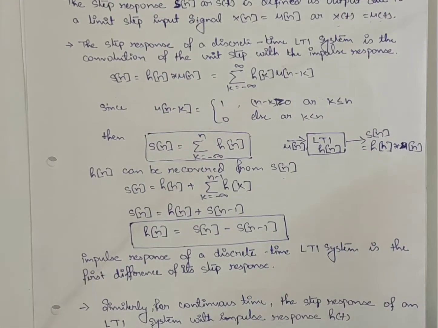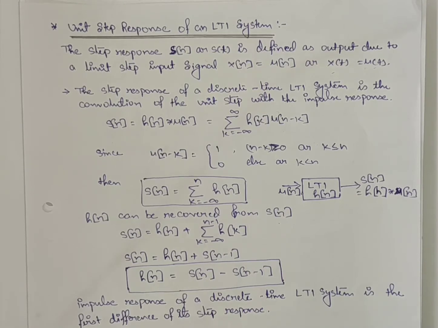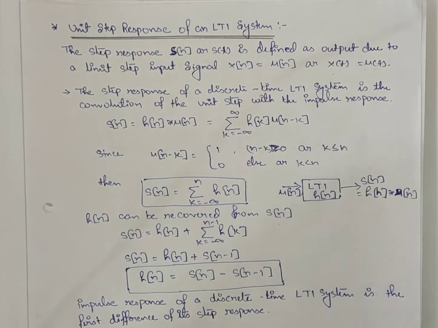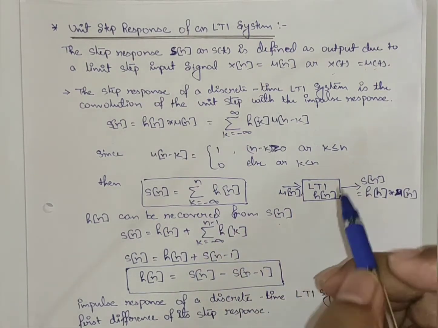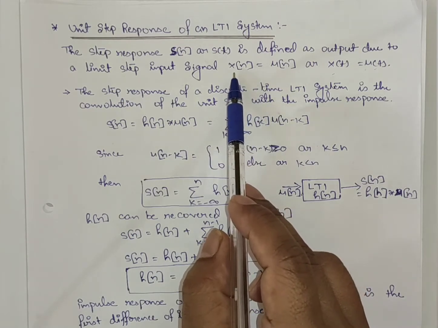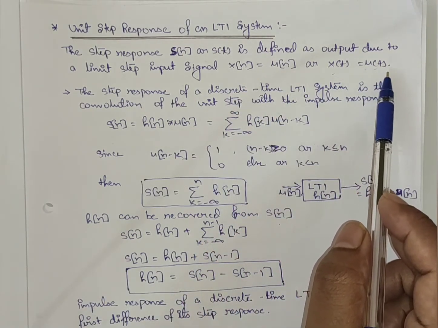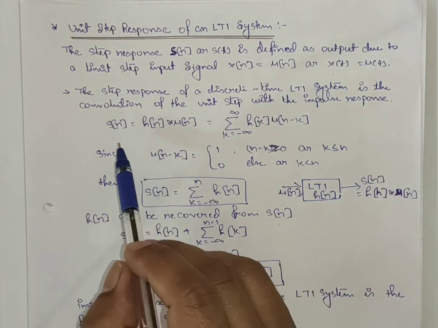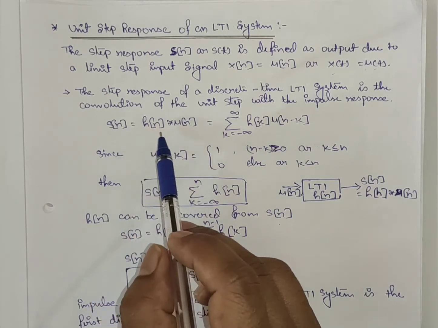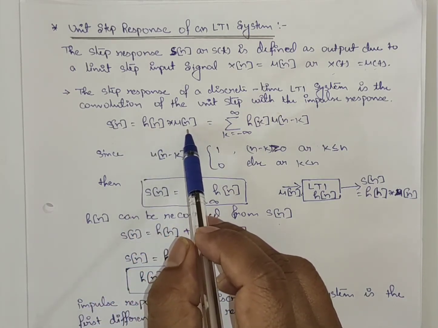From our discussion, the unit step response, s[n] and s(t), is defined as the output due to the step input. For discrete time it is u[n], and for continuous time it is u(t). Then the output response s[n] is nothing but the system behavior convolved with u[n], the step response.